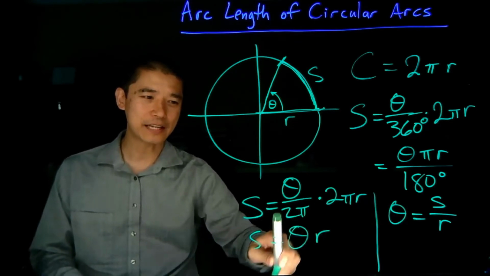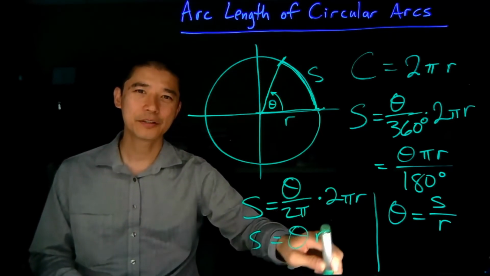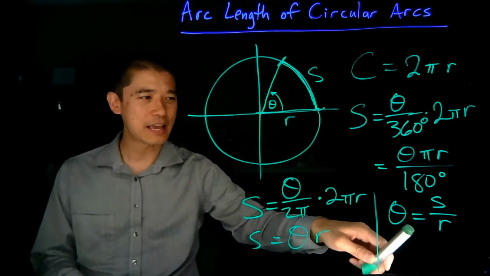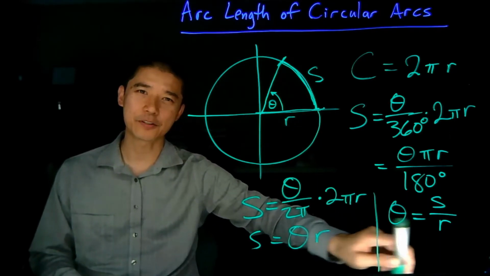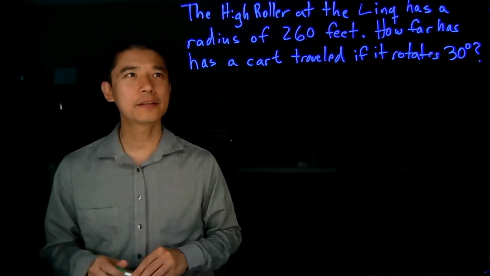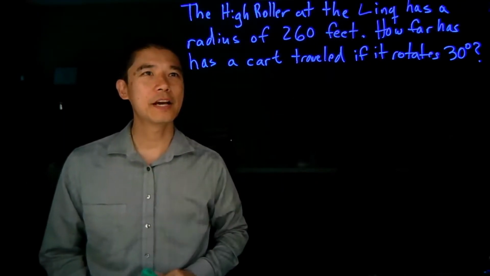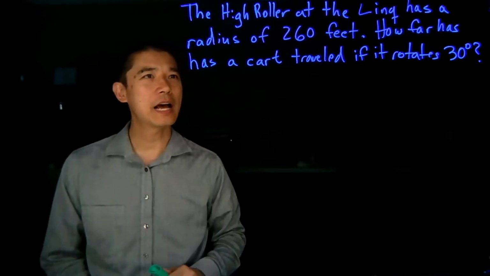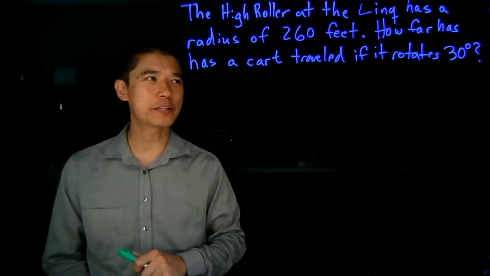And because of that, we have a nice formula for what the arc length is. And all it is just a rearrangement of this formula. So here's an example of a problem that uses arc length. The High Roller at the LINQ has a radius of 260 feet. How far has a cart traveled if it rotates 30 degrees?